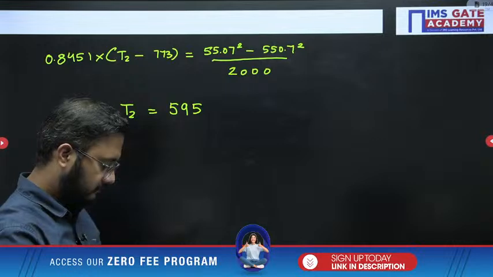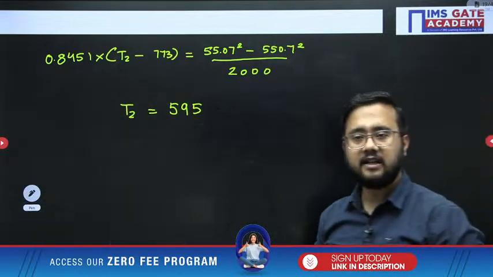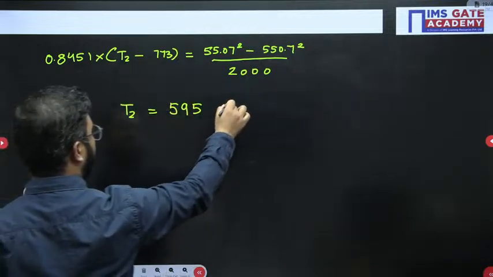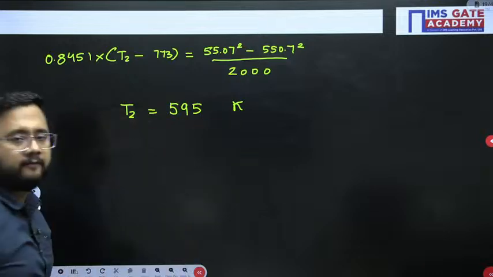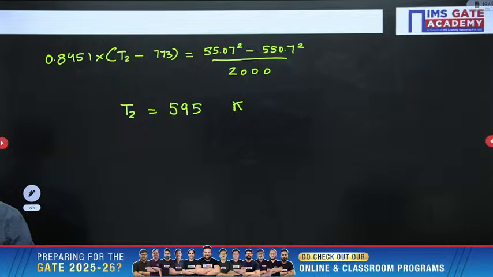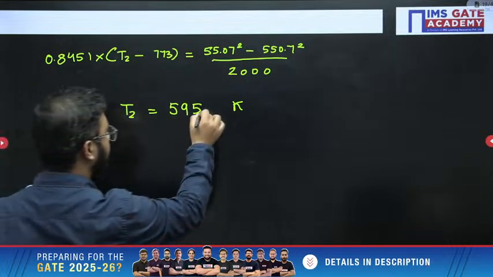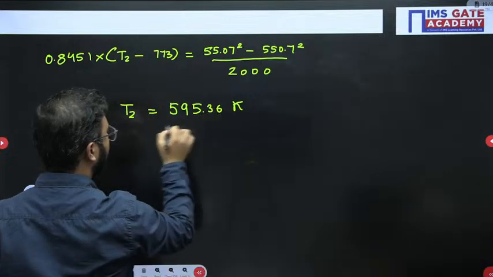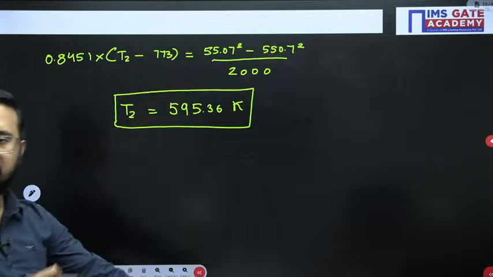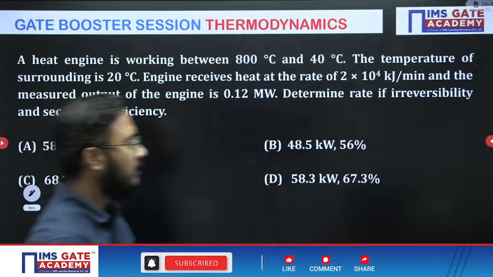Yes, absolutely. Your answer is correct. 595 Kelvin approximately it will be coming. In terms of degree Celsius, 322 it is correct. The approximate answer is 595.36 Kelvin. Then in terms of degree Celsius, your answer is correct, 322. Now moving to the next problem.